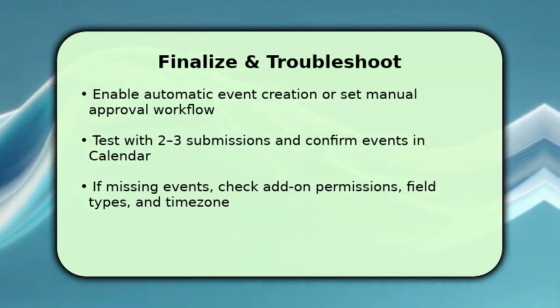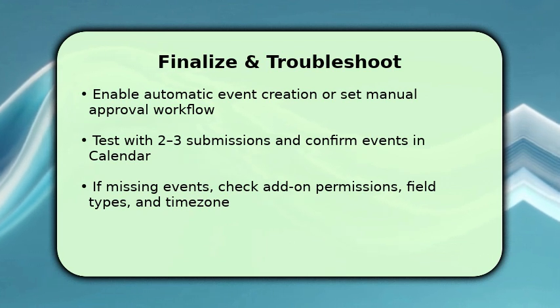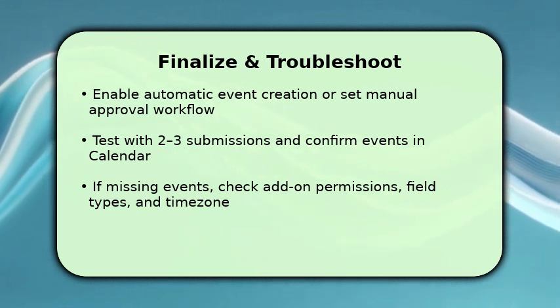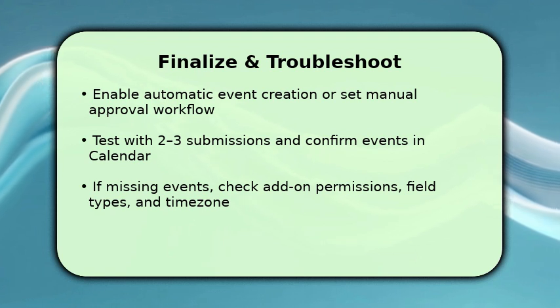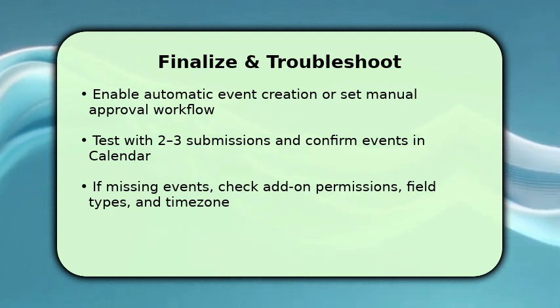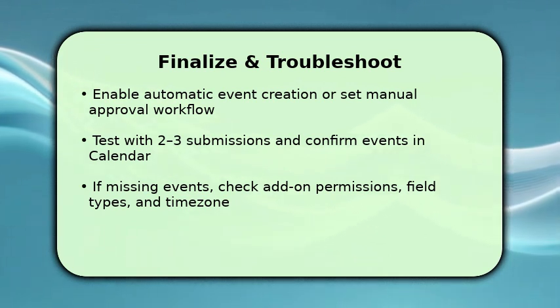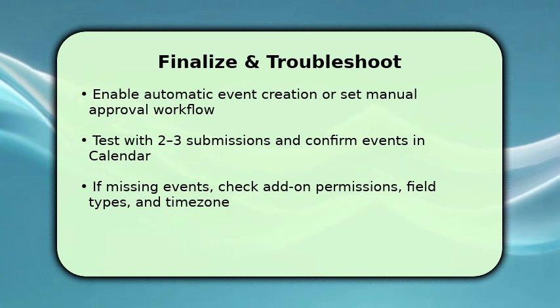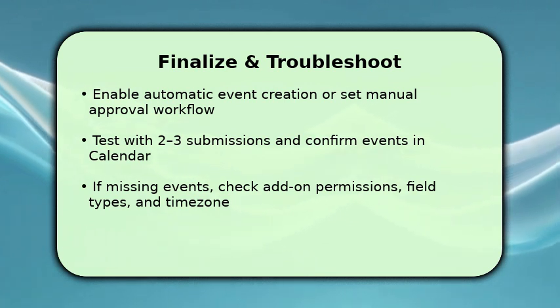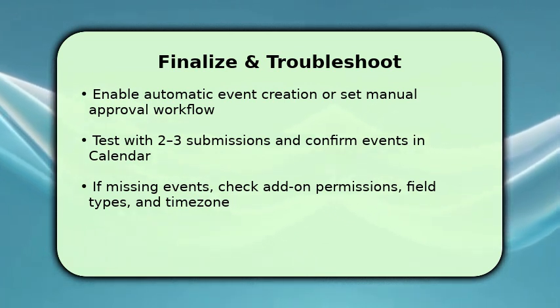Test with a couple of submissions and confirm events show up in the intended calendar. If events are missing, check add-on permissions, ensure mapped fields use supported date/time formats, and verify time zones match. If problems persist, disable and re-enable the add-on or re-grant permissions. Then retry a test submission to clear cached auth errors.